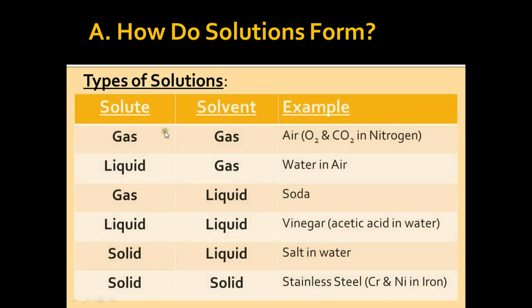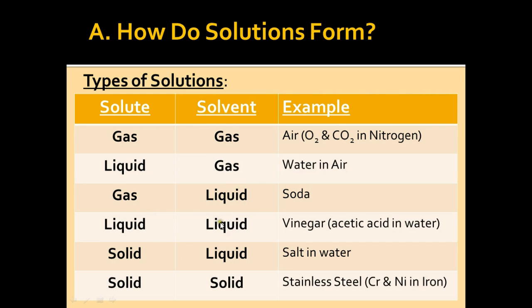And then here are types of solutions. Solutions can happen with everything, but most of the time we think of liquids dissolving other liquids, or solids and stuff. But it can happen with everything. Gas can dissolve gas, and a good example is air. Liquid can dissolve in gas, and a good example is water vapor in air. Then gas in liquid is like soda, because the carbonation is dissolved in the liquid water solution.